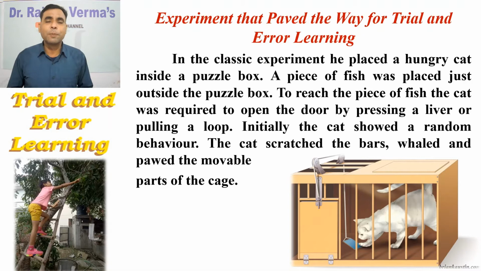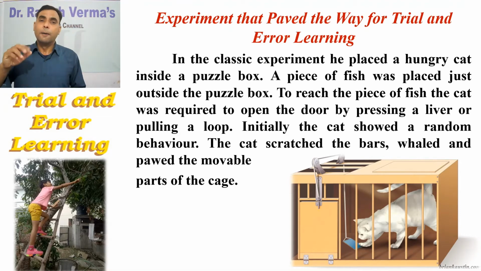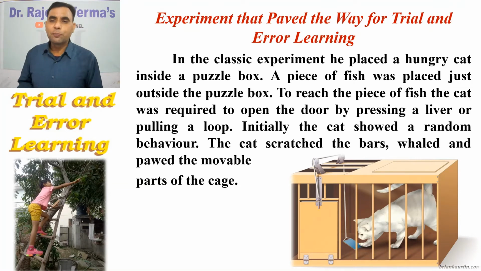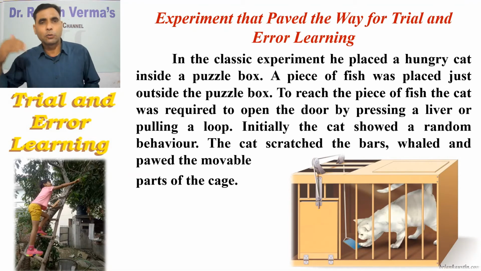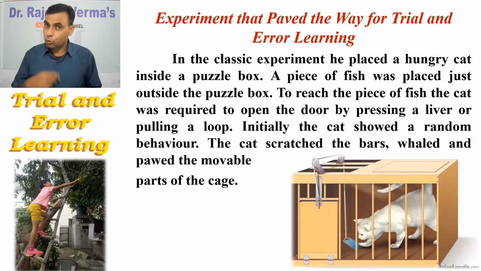In the classic experiment, Thorndike placed a hungry cat inside a puzzle box. He placed that cat in the puzzle box and locked the door. A piece of fish was placed just outside the puzzle box, but it was beyond the reach of the paw of the cat. So to reach the fish, the cat was required to open the door by pressing a lever or pulling a loop. There are two options. Either you press a lever or pull a loop. In that case, the door will open and the cat can reach for the fish.